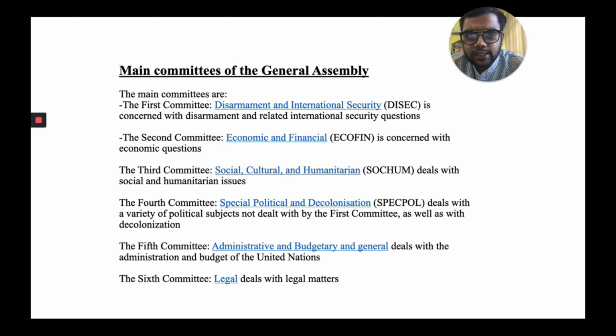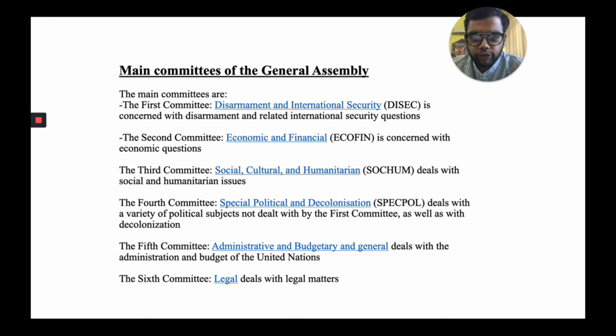Now, there are certain committees of the General Assembly. Most of the time, when you go for Model United Nations or when you study reports of General Assemblies, you will see that all these reports are made by certain committees which work directly under the General Assembly. And these committees are divided into 6 parts, that is the first, second, third, fourth, fifth and sixth committee.